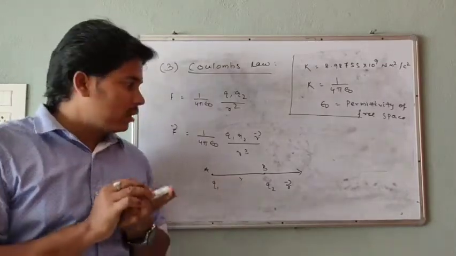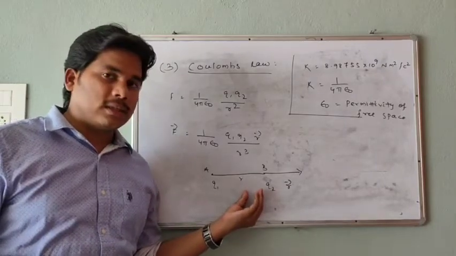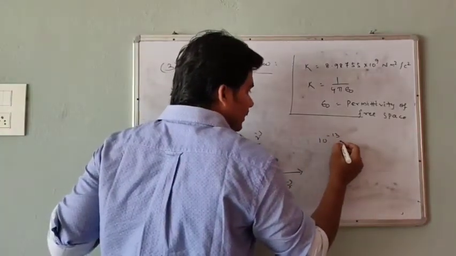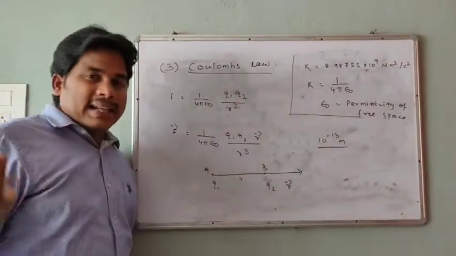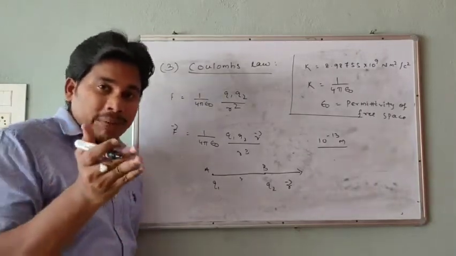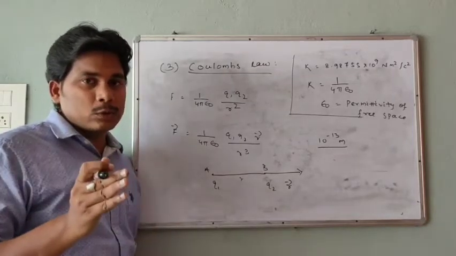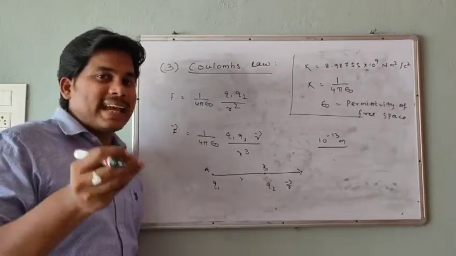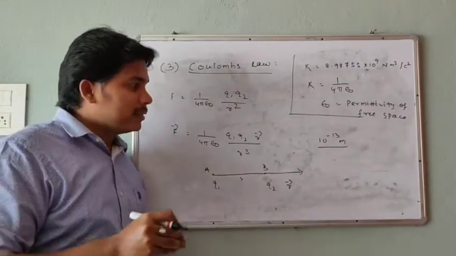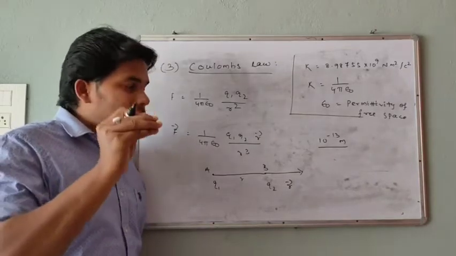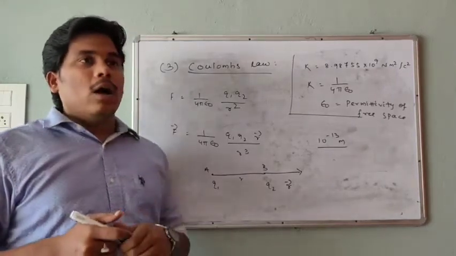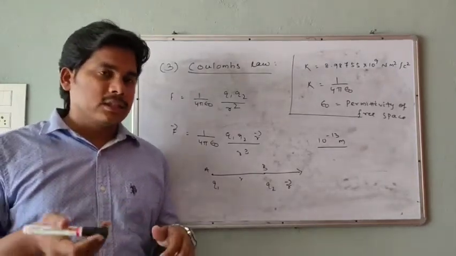In addition to this, Coulomb's law is applicable only up to 10 to power minus 13 meter. Below 10 to power minus 13 meter, it is not applicable. Why? Because there will be predominance of the nuclear force. That's why Coulomb's law is only applicable up to a length of 10 to power minus 13 meter. The other applications of Coulomb's law we will discuss in later classes.